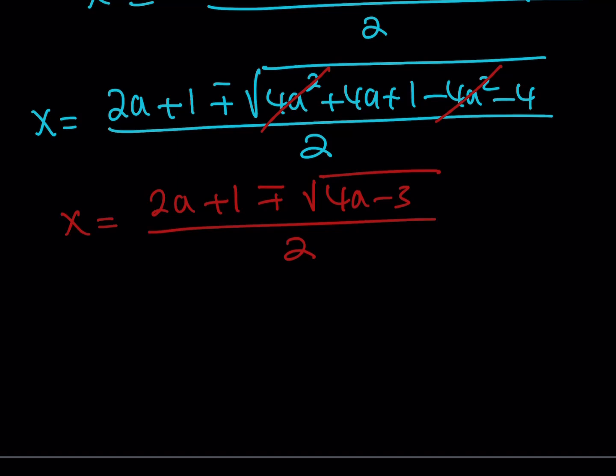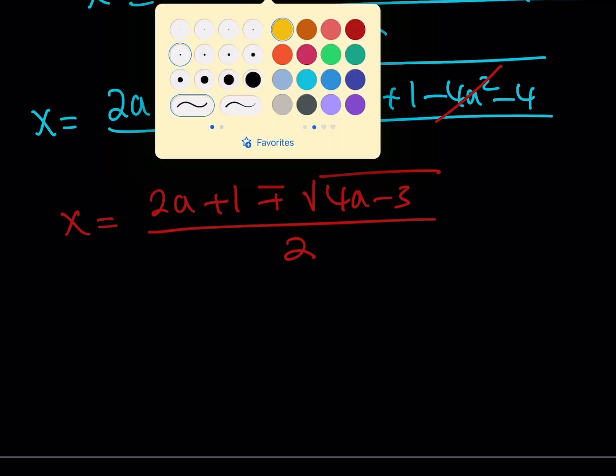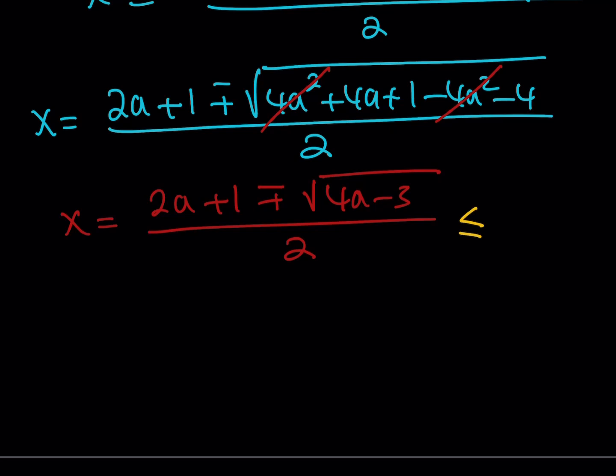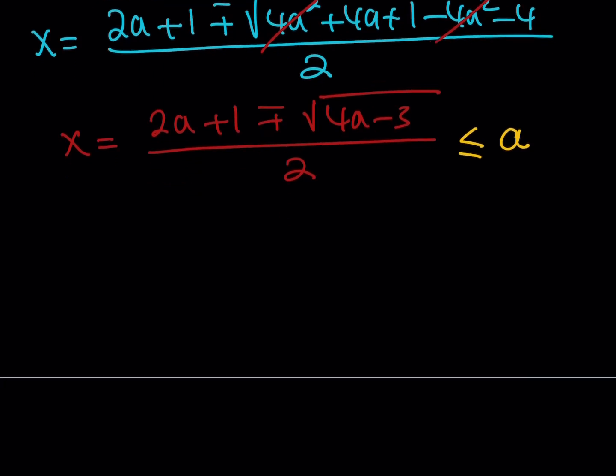Now, here's one thing to keep in mind. At the beginning, remember, we were checking the non-negativity of both sides, and we said that x needs to be less than or equal to a. Remember that condition? So that condition needs to be satisfied. In order for that condition to work, we're just going to make sure that this x value, which is this expression here, needs to be less than or equal to a. But we have two possible values for x, so let's go ahead and consider each one separately.